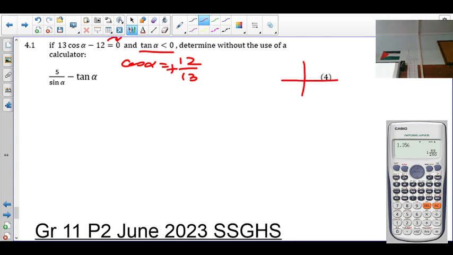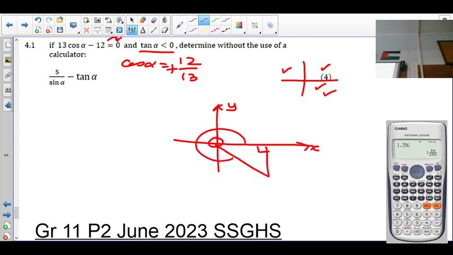Where tan is positive, cos is positive, it's in the first and fourth. Where is tan negative? The second and fourth. So which quadrant are we going to draw in? Fourth quadrant. Okay. We must get this right because this comes in over and over and over. So in the fourth quadrant we draw. This is adjacent over hypotenuse. So I get 12, hypotenuse is 13.